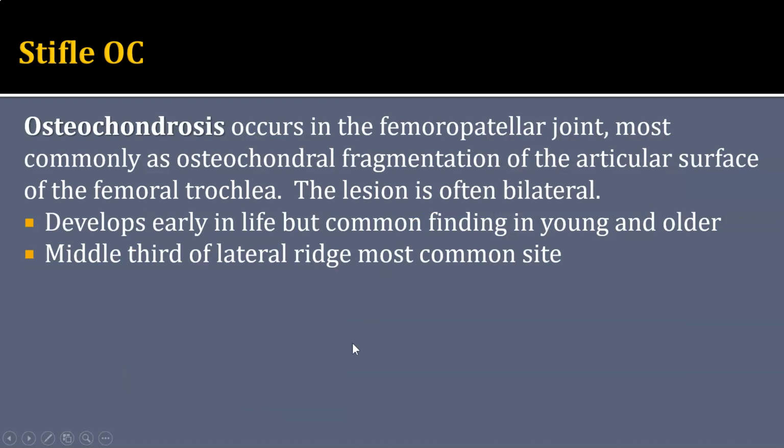Osteochondrosis in the stifle occurs in the femoropatellar joint and is most commonly identified as osteochondral fragmentation of the articular surface of the femoral trochlea, of which the lateral ridge is most commonly involved. The lesion is often bilateral. It does develop early in life, but is a common finding in both young and older horses. And as I said, the lateral ridge is the most common site, and it is typically the middle third of that lateral ridge.